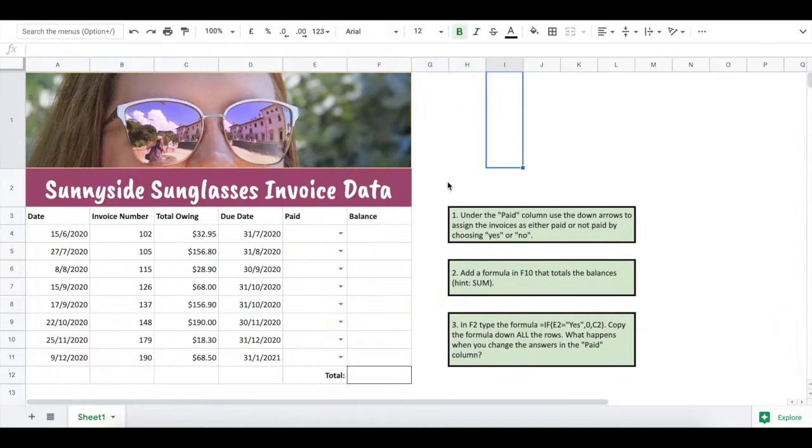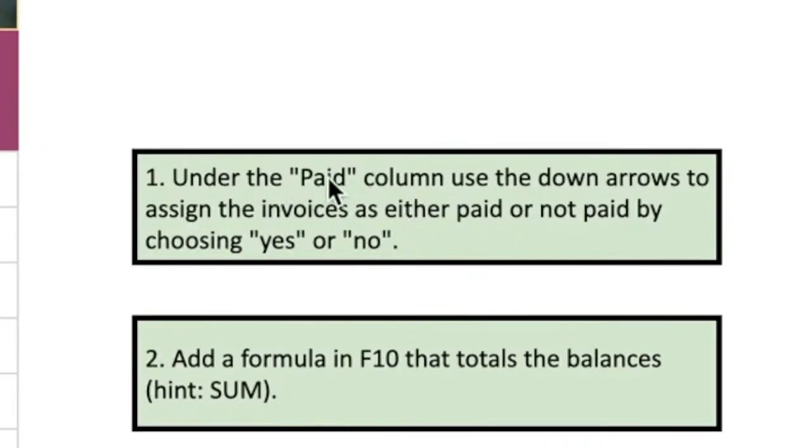Alrighty, this is called Sunnyside Sunglasses Invoice Data. So we have an invoice for Sunnyside Sunglasses, and we've got some amount owings and due dates, and we've got paid, and we've got balance and the date. So first things first, you can choose to say yes or no for the paid. And we'll just put in a few random choices there. And that's what it asks us to do, number one.